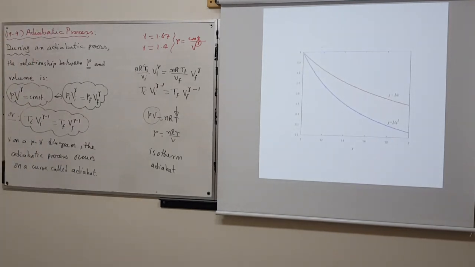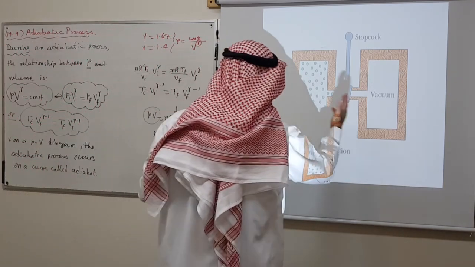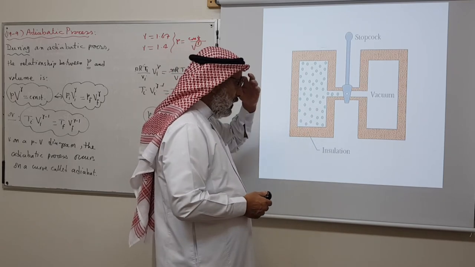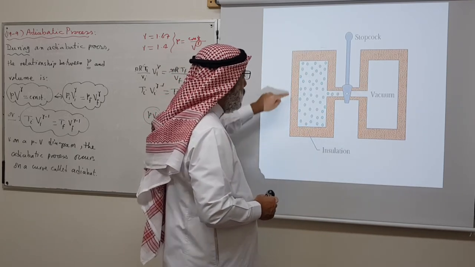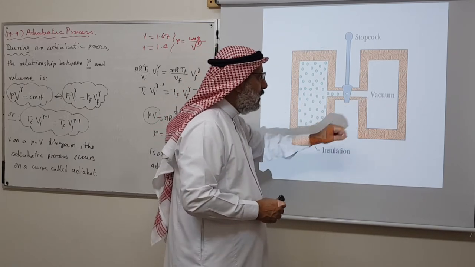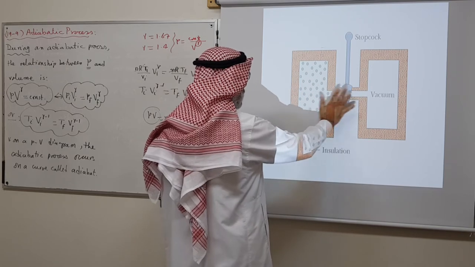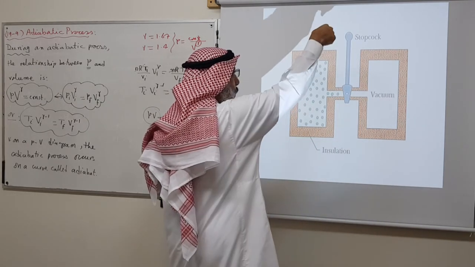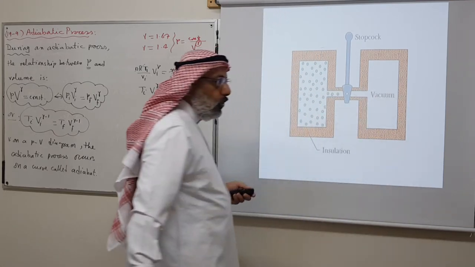Finally, let us remind ourselves about the free expansion process. Again, let's describe this one. You have a container that has two compartments. It is totally insulated, and originally one compartment is filled with a gas, the other one is vacant. There is a stopcock between them. If you open the stopcock, the gas will expand until it fills the whole volume.